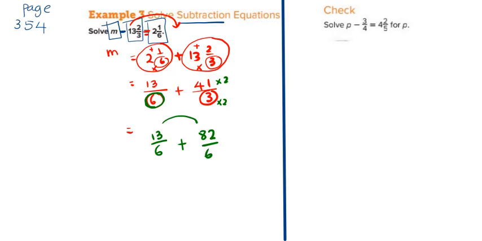Right, now I can add the numerators. 82 plus 13 is 95, so that gives me 95 over 6, right? But now remember, when you have a fraction and the numerator is bigger than the denominator, then you know it's going to change into a mixed number.